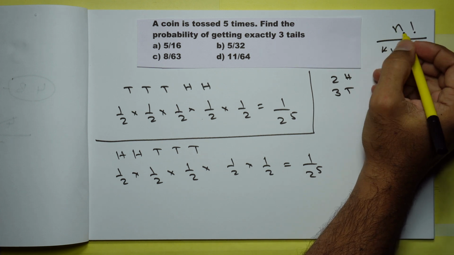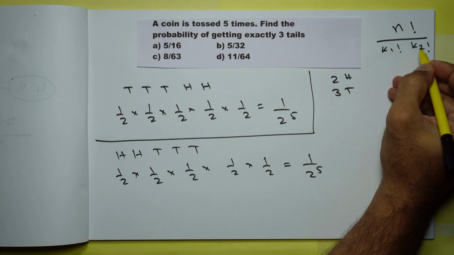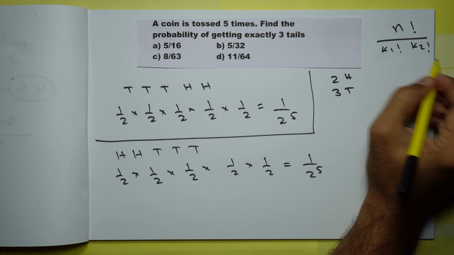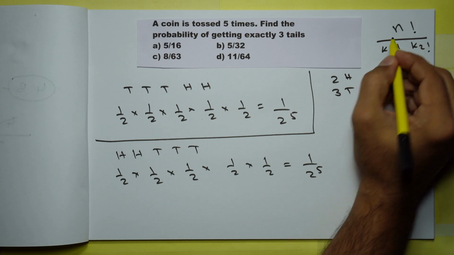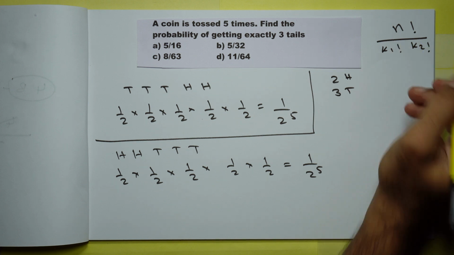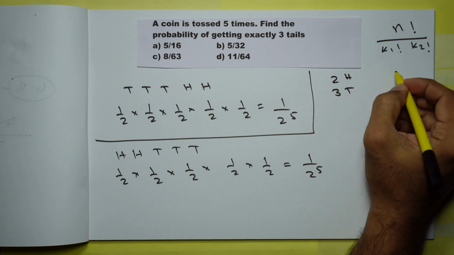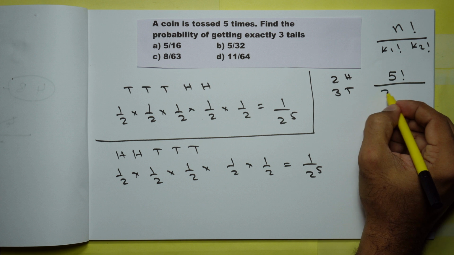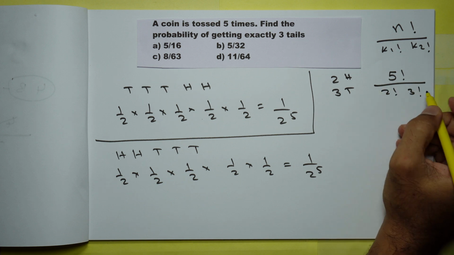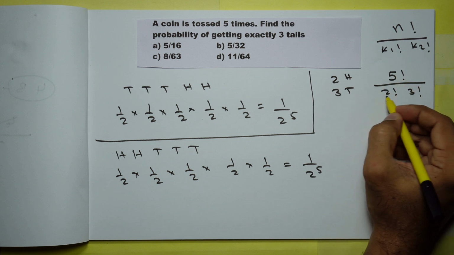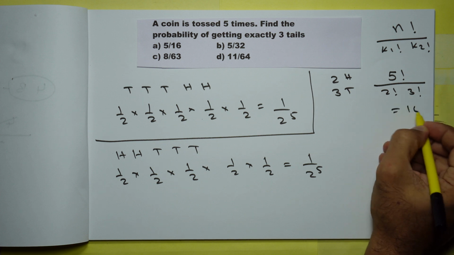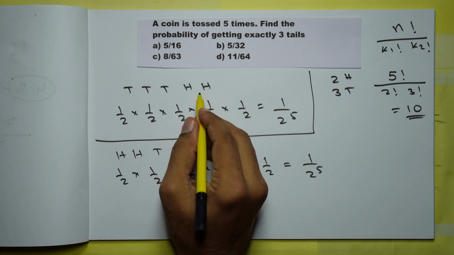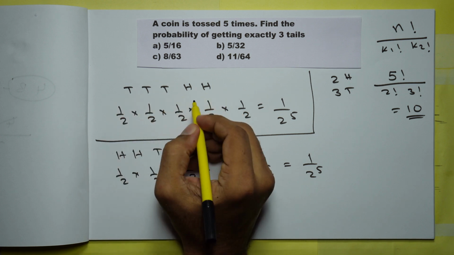That is, n objects are there, k1 of them are same, k2 of them are same. All the n are taken out and arranged in order. How many arrangements are there? Directly substitute into this formula. So here 3 plus 2, 5 objects are there. So n is equal to 5, out of which 2 of them are same, 3 of them are same. So 5 factorial by 2 factorial into 3 factorial, that is, you will get it as 10. So 10 possible arrangements are there of 3 tails and 2 heads.